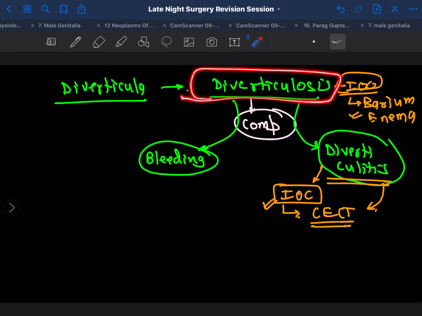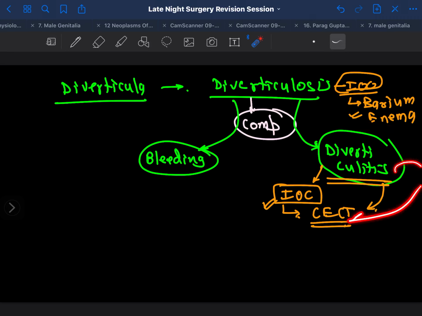Then what do we have? The diverticula, it's just the presence of a diverticula in the intestine, that is what is called a diverticulosis. Now complications can occur in this diverticulosis, and it can complicate as a bleeding, or it can complicate as a diverticulitis. Okay, so diverticulitis is a complication of a diverticulosis. Now one thing which you need to understand, the investigation of choice to diagnose a diverticulosis is a barium enema.